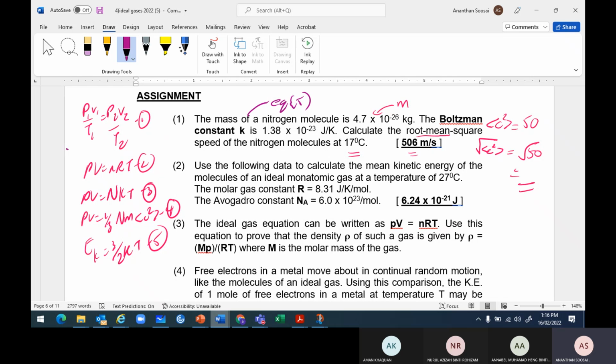3 over 2 k, k is 1.38 times 10 to the power negative 23. Temperature, change to Kelvin. 17 degrees Celsius, you have to change to Kelvin. How do you change to Kelvin? Plus 273.15. Don't just go 273. A levels, 273.15. So 17 plus 273.15 is the temperature.